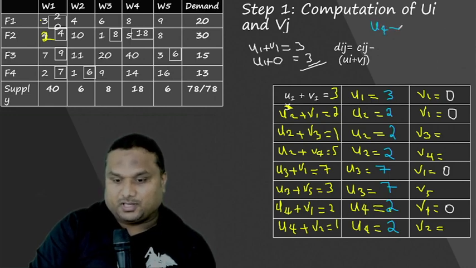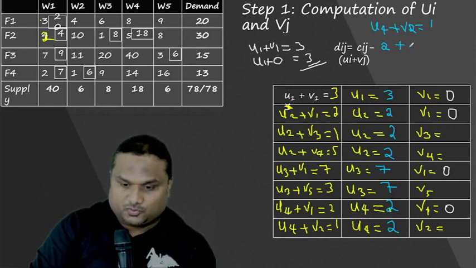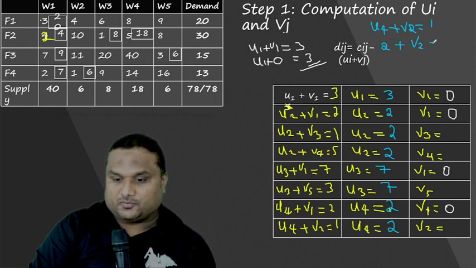U1 plus V1 equals 1, correct? U1 is 2. This is V2. U1 plus V2 is equal to 1, correct? Now U1 is 2. U1 is what, tell me? 2, then U1 plus V2 is equal to 1, correct?